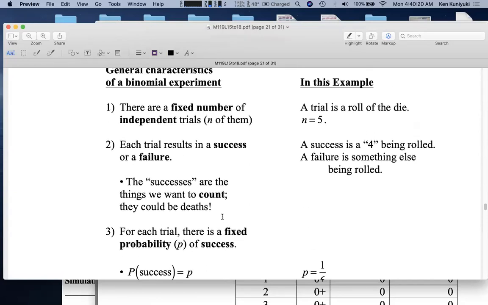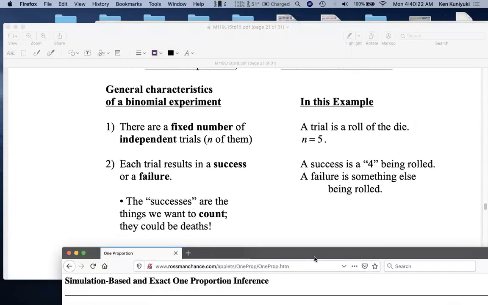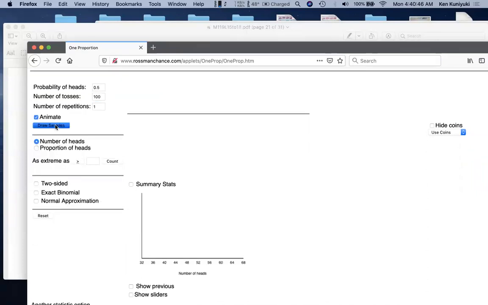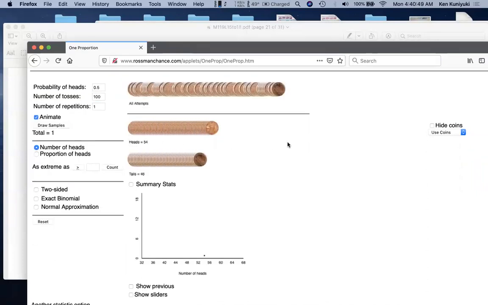Now, I also mentioned a coin experiment. Let's look at the Rossmann chance applet. Let's say we have a fair coin where the probability of heads is 0.5, and let's say that a success is heads, not tails. Although remember, something like a death could be a success. Here, a success is heads. Let's say that the coin is flipped 100 times. Okay, so this student gets 54 heads and 46 tails. You see the little dot there on the 54. It's a dot plot.